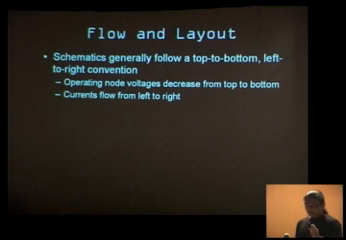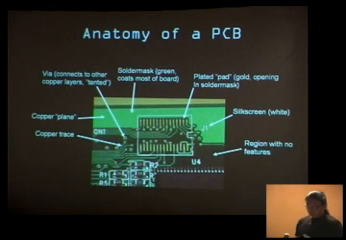Typically, when you draw a schematic, you want a flow that goes top to bottom, left to right. So top to bottom, the voltages are decreasing. Left to right, the signal, the current, is flowing from left to right. So that's a quick summary of how to draw schematics.